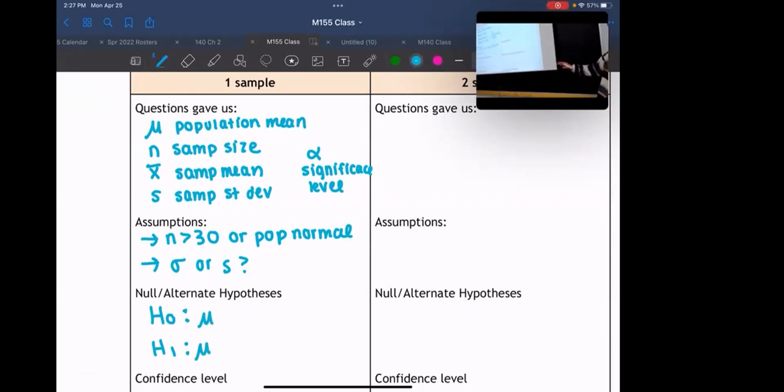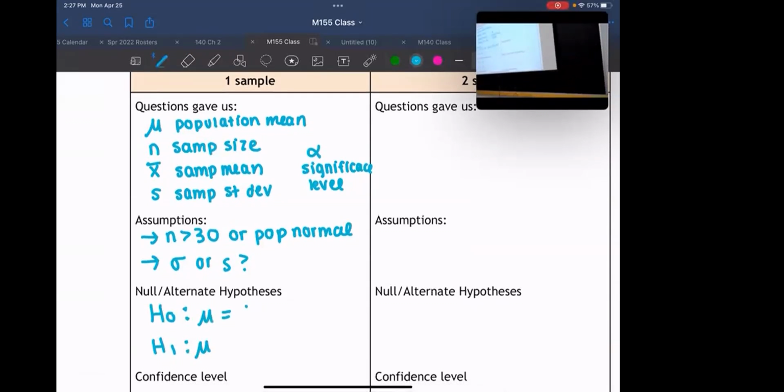It has been a while, but the null hypothesis always had an equal sign. We always said that the mean was going to be equal to some number, like 2 or 5,000 or something like that. The alternate hypothesis had the same number, but instead of an equal sign, we used a less than, greater than, or not equal to sign. So it was either less than, bigger than, or not equal to that number.